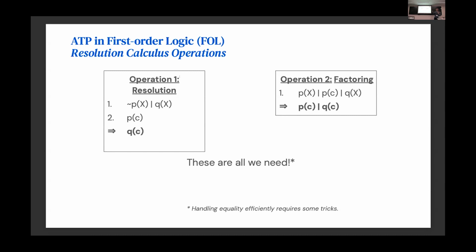But the interesting part is that these two rules are sufficient. If you keep applying these rules again and again, you will definitely hit false for a theorem. So you can prove any theorem in this system.